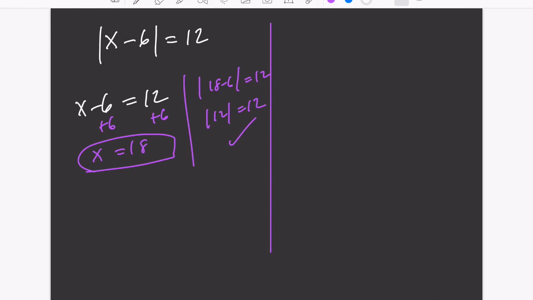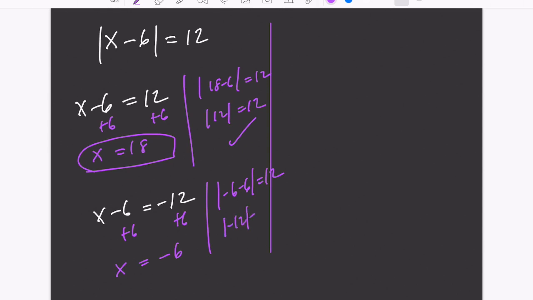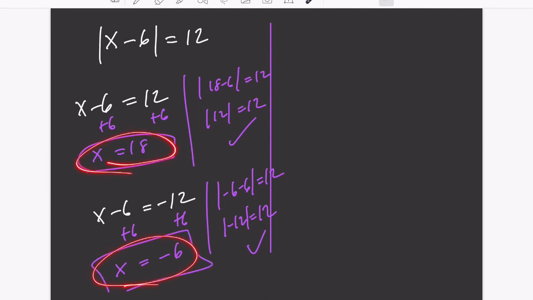But remember, x minus 6 could also be negative 12, because if what's in here is negative 12, then the absolute value of that is still going to be 12, and that's why this is also going to work. So let's just check that out. I'm going to add 6, and I get x equals negative 6. Let's see if that works. So the absolute value of negative 6 minus 6 equals 12. Negative 6 minus 6 is negative 12. Yeah, that's true. The absolute value of negative 12 is 12. And so that means x equals negative 6 is another solution. And again, I have 2 solutions.